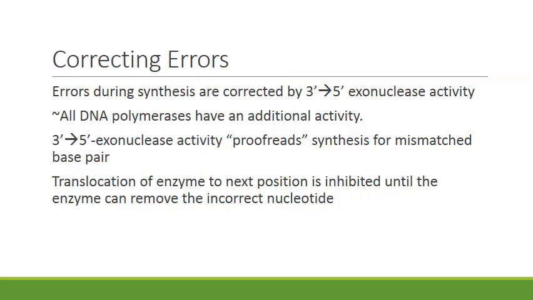During synthesis, errors are corrected by what we call a 3' to 5' exonuclease. All DNA polymerases have this additional activity, and the 3' to 5' exonuclease is able to proofread the synthesis looking for mismatched base pairs. The enzyme is translocated to the next position. It is inhibited until the incorrect base pair is removed and the correct nucleotide is added.